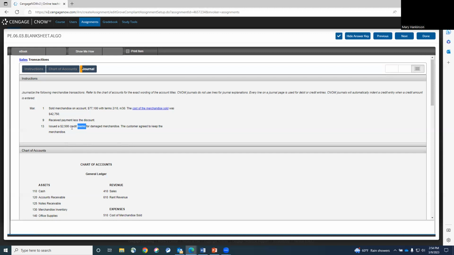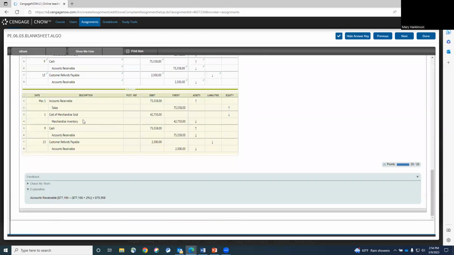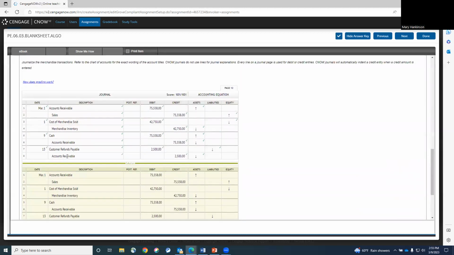So when you offer a return and it's issued in the form of a credit memo, in other words, not a cash refund, but a credit memo, then what you do is you credit the accounts receivable, and you would see then that credit on their subledger for accounts receivable, showing that that credit was issued specifically to that customer's account.